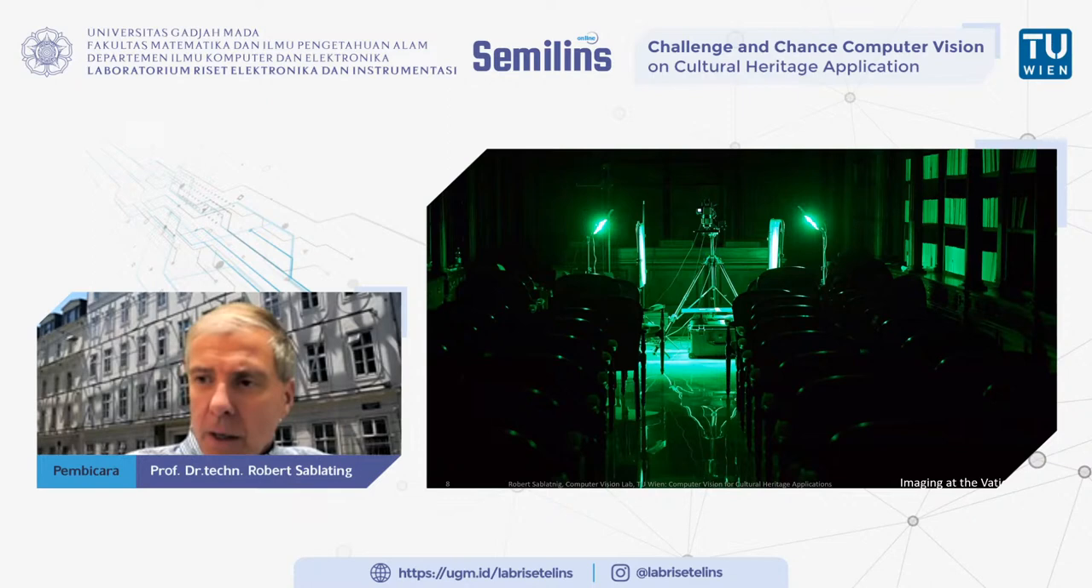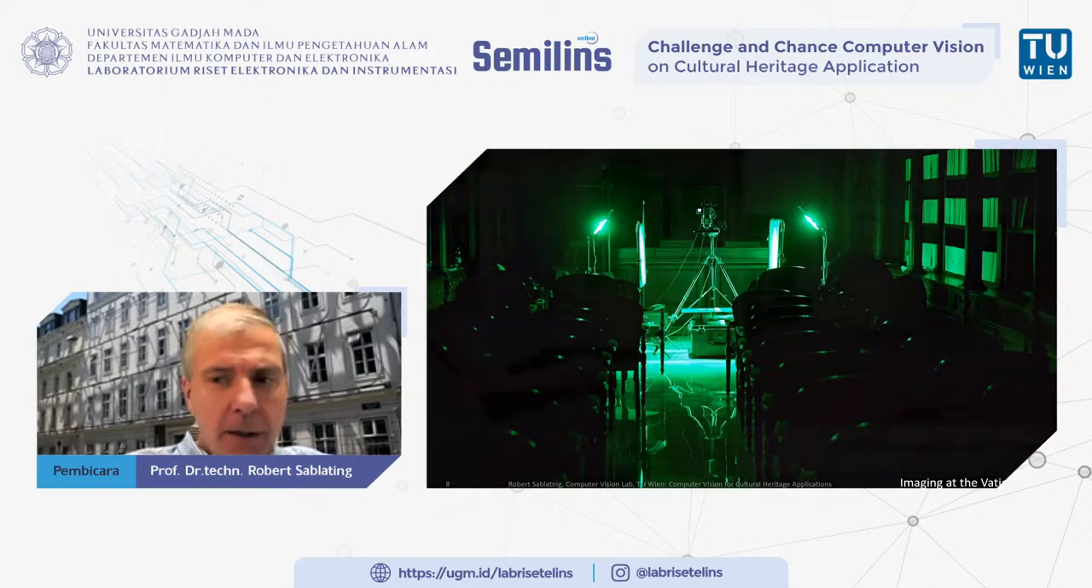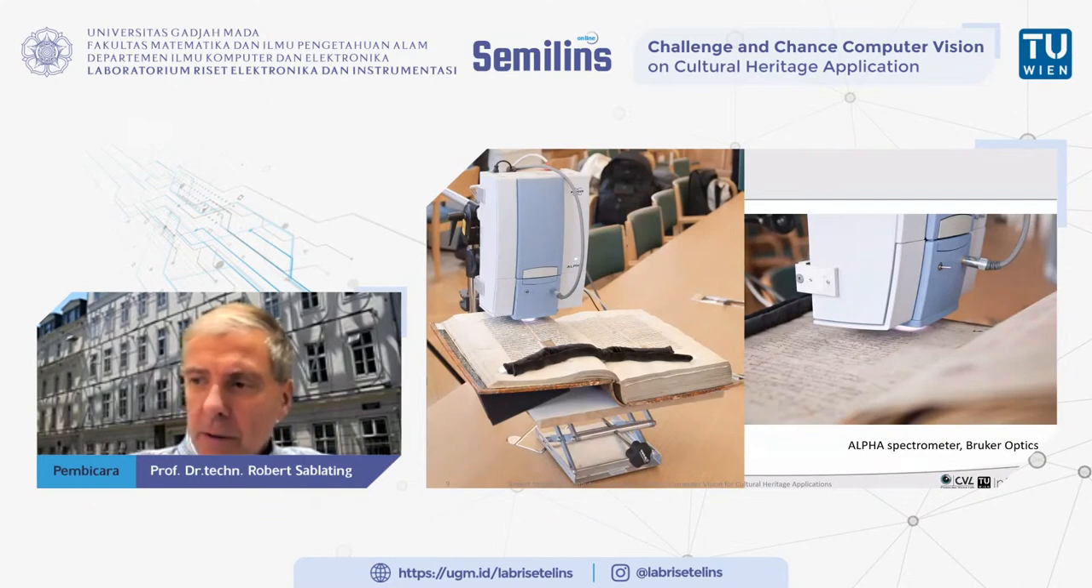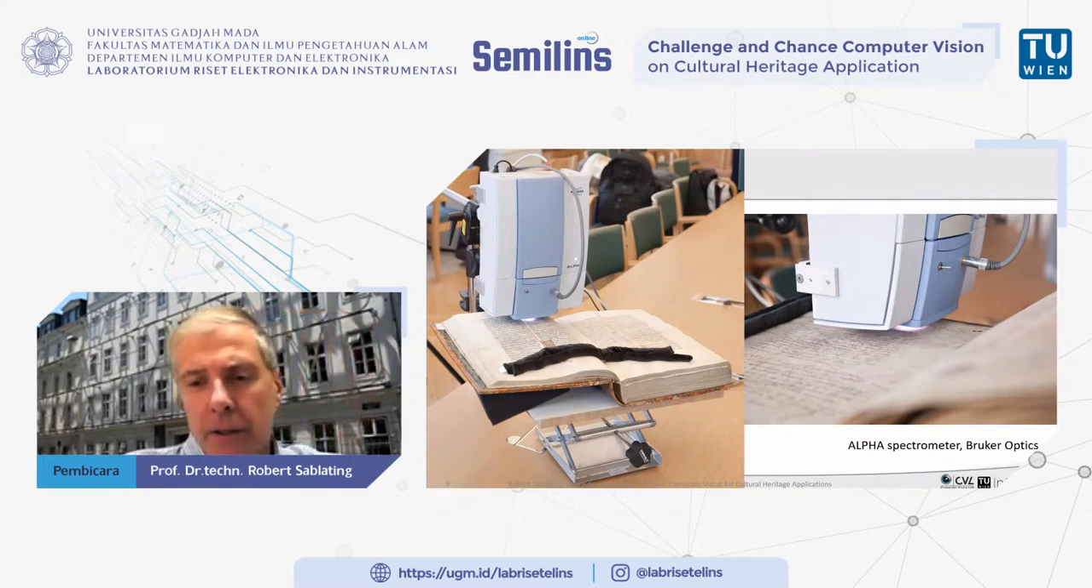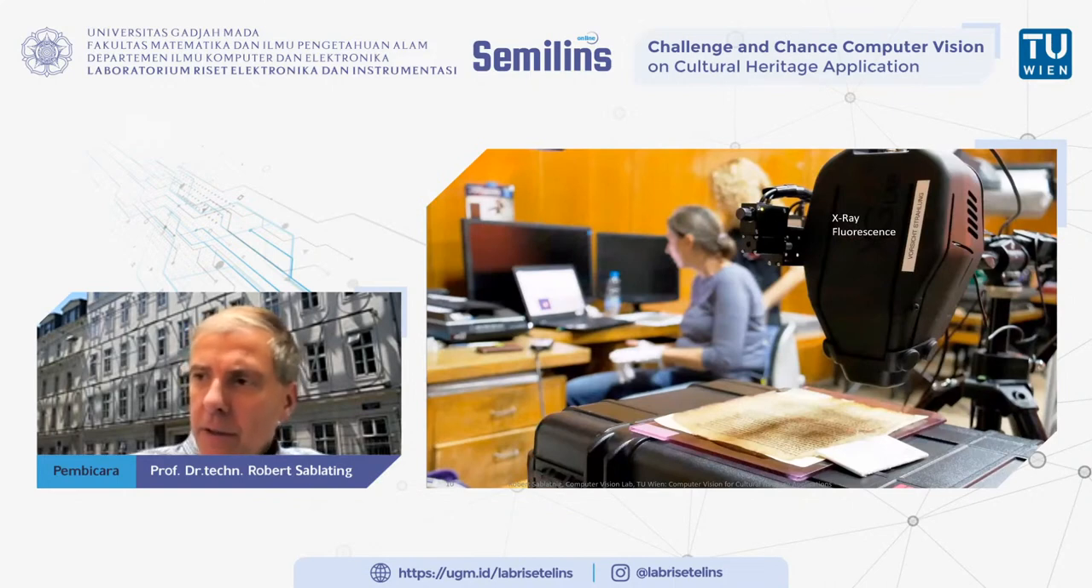Here you see one image from the Vatican Library where we frequently go to scan documents. These are the colleagues here. They do the material analysis with spectrometers like this Bruker Optics Alpha spectrometer. Here the aim is to find out which kind of ink, for instance, has been used to write a manuscript. So this is mainly for getting the particles in the colors in books, for instance. Another device here, an X-ray fluorescence device, pretty much does the same. So here too the idea is to get more information about the material.